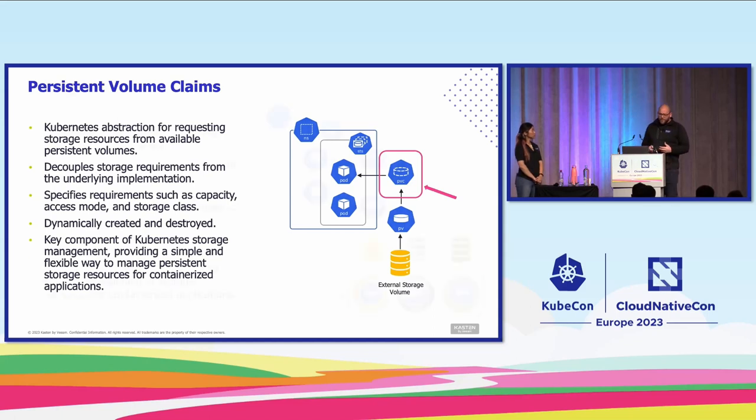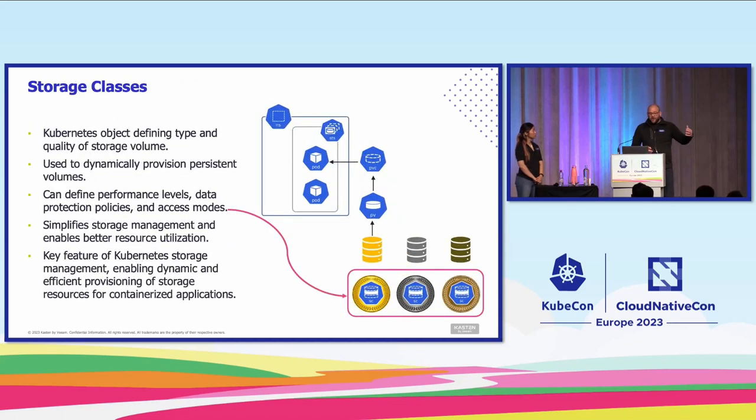And then, quickly moving through storage classes, think of this as the type of storage that you're exposing. I'm using gold, silver, bronze here, so that could be fast, medium, slow storage for different workloads, and your persistent volume claim can tie into one of those.